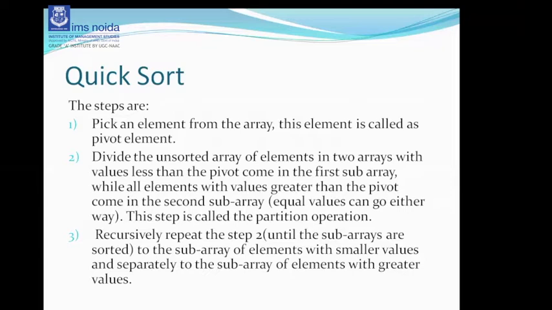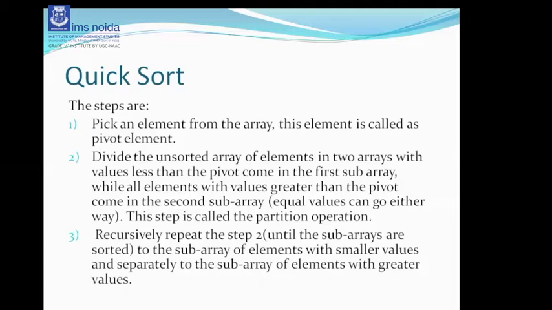The second step we need to follow is हमें divide करना है unsorted array of elements को two arrays में, with values less than the pivot coming in the first subarray, the left array, and the elements which are greater than the pivot coming in the second subarray, which will be on the right hand side. So this step is called the partition operation, in which we are dividing our array into two parts on the basis of pivot.